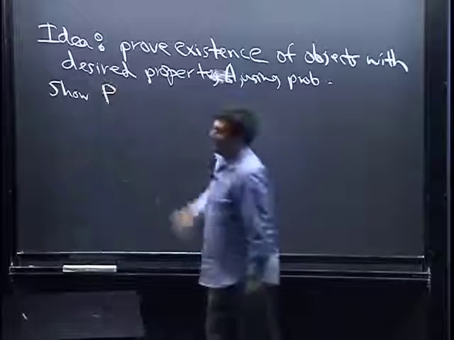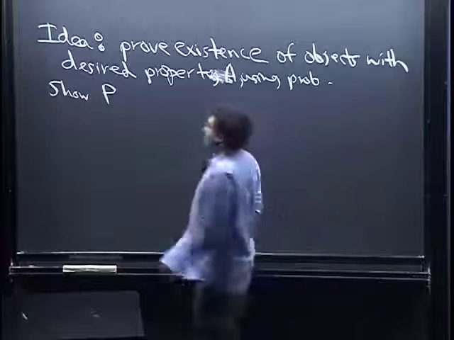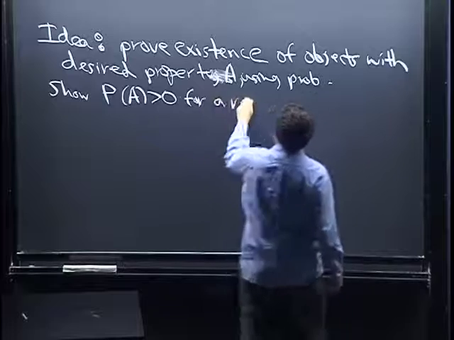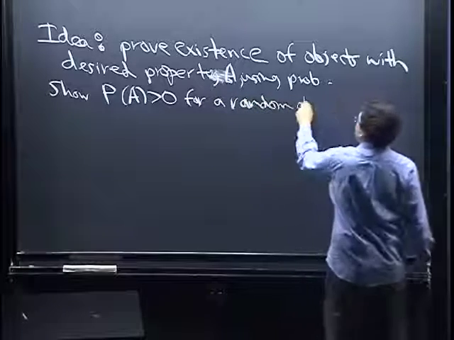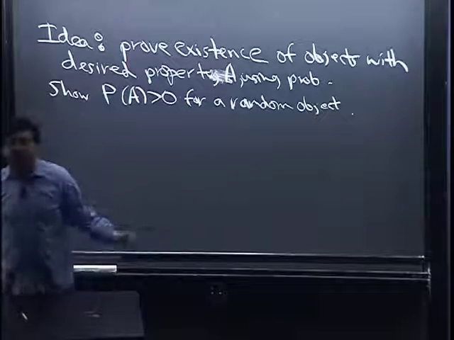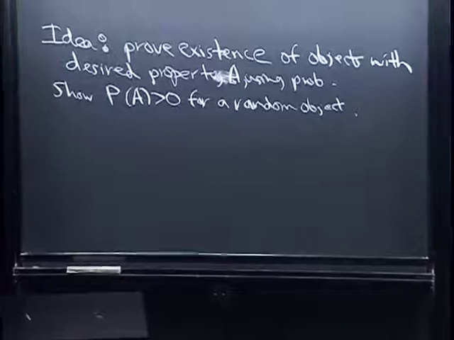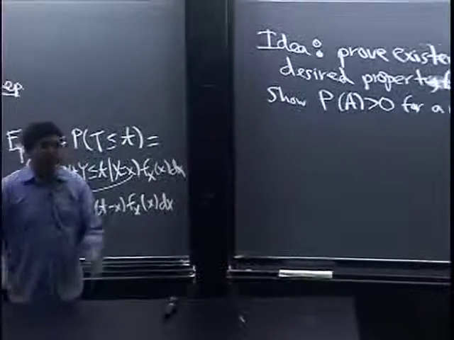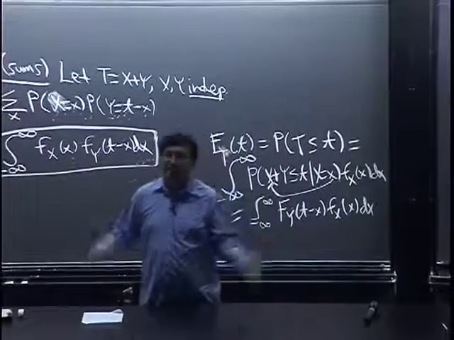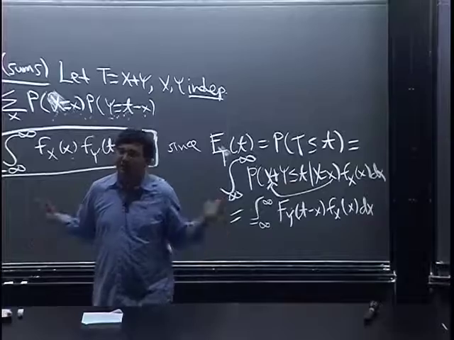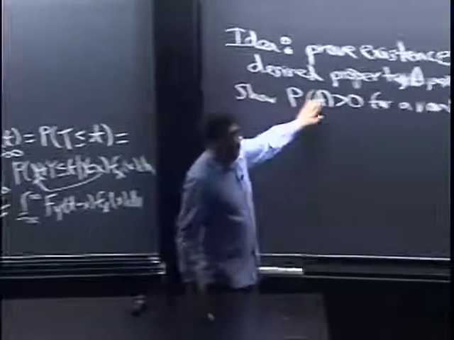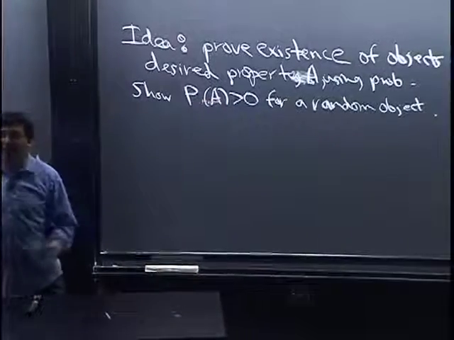Here's the strategy. We're going to show that P of A is greater than 0 for a random object. We get to choose how to define random. That is, we just have this universe of objects, and we decide on some method for randomly selecting an object. If it's a finite set, the most obvious thing to do is just pick one at random where they're all equally likely. So I have a million objects. There's no probability anywhere, but I say, well, just pick one at random, equally likely. Then let A be the event that the randomly chosen object has the property.